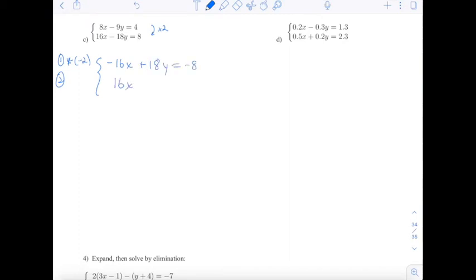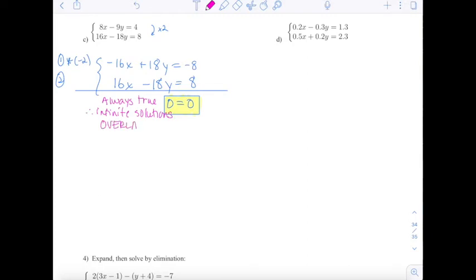And what I'll see is that when I go to add these two together, what ends up happening is I get 0 equals 0. And from a previous lesson, we learned that this has meaning. This is a mathematical statement that is always true. What that means is that there are infinitely many solutions. And graphically, that means that the system here is overlapping. They are the same line, okay?